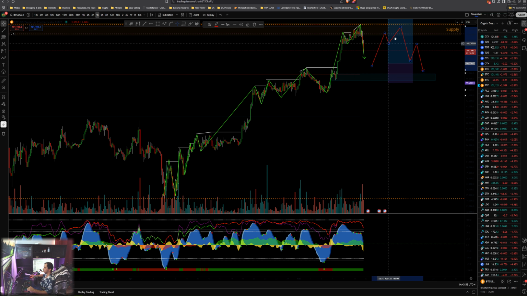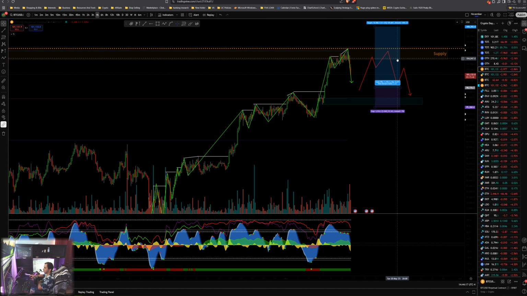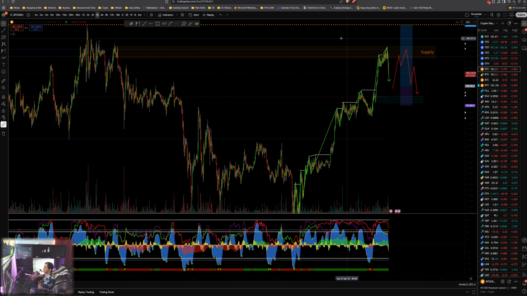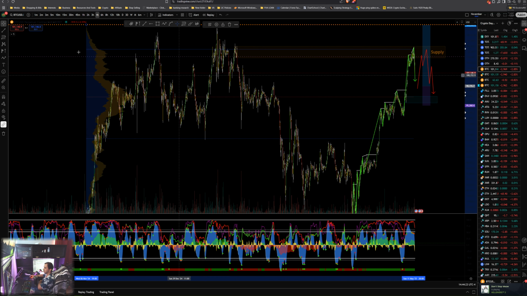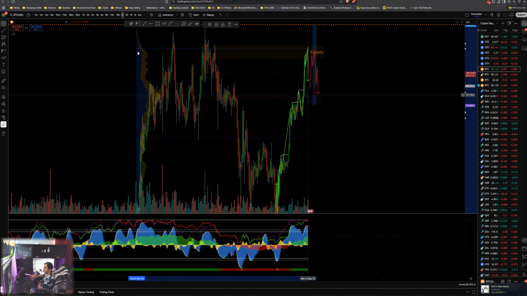You put your high in, you put your high in, and then it breaks. Actually no, we had the body close right here. This was a wick, so it's a false break. SFP, you'll hear it, swing failure pattern, whatever you want to call it. Which makes sense. Look at where we are. I've been talking about this zone in my other videos. We're in supply. We're at the volume area high of the range, and we have daily bearish divergence printing today.